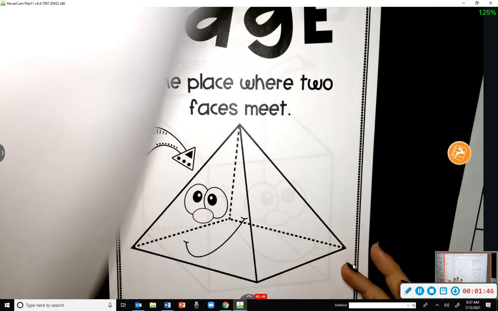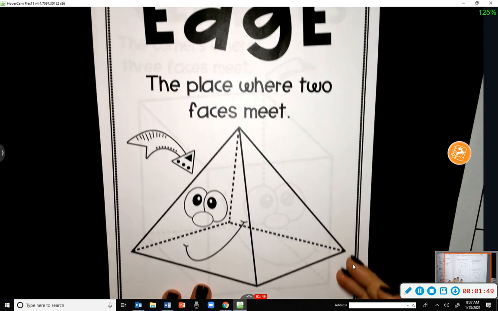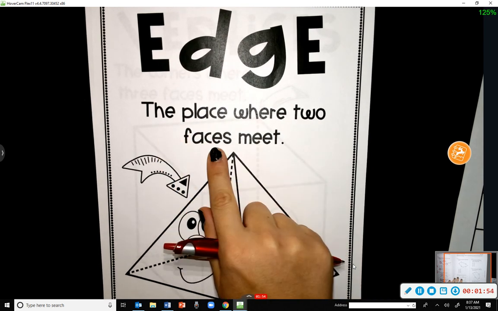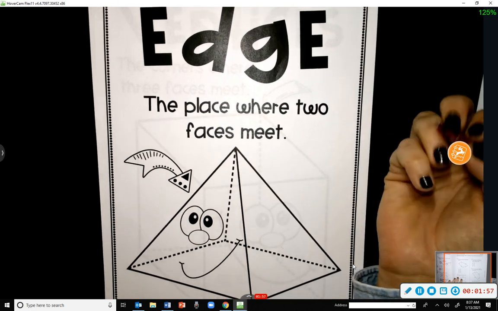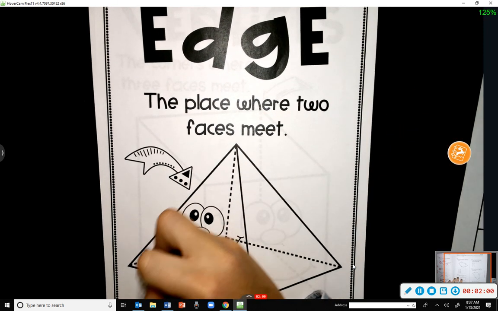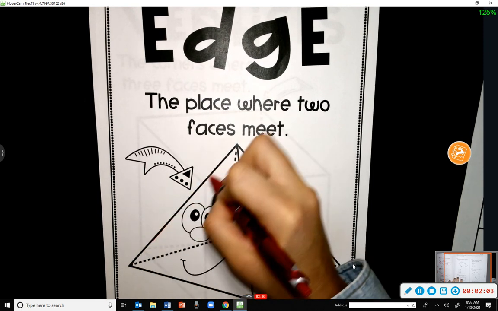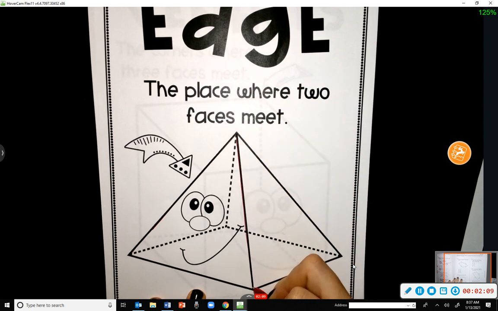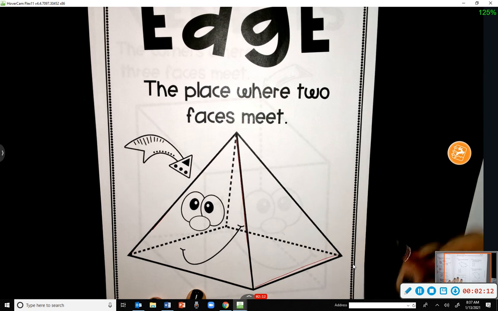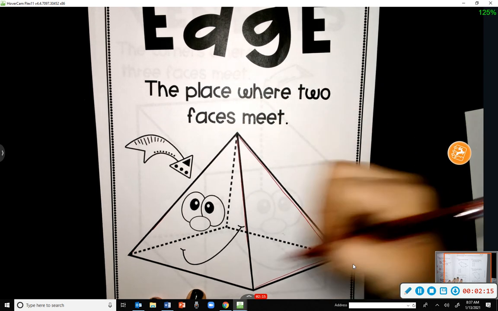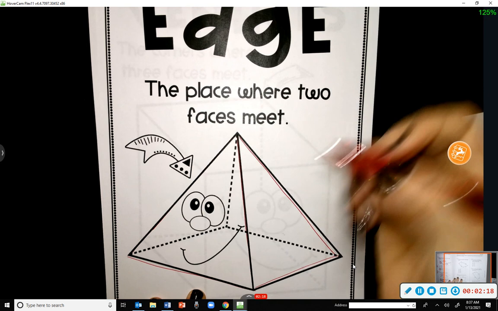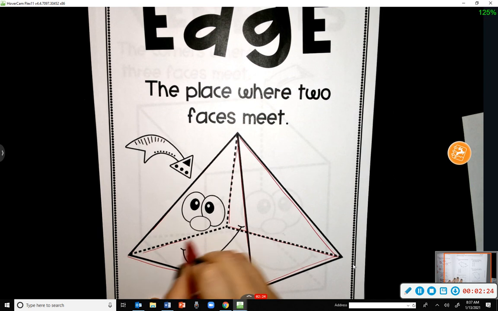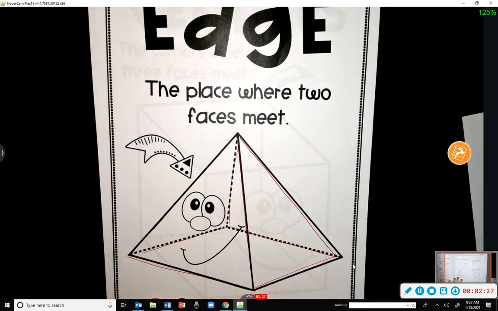Now, an edge. So if I tell you to count the edge, or all the edges, you're going to count the place where two faces meet. So when we're counting in class, we like to trace it. That would be your edge, 1 right there. And this would be an edge. Okay, all of these lines, that's 3, 4, 5, 6, 7, 8. Okay, so these dashed lines, what do they represent?